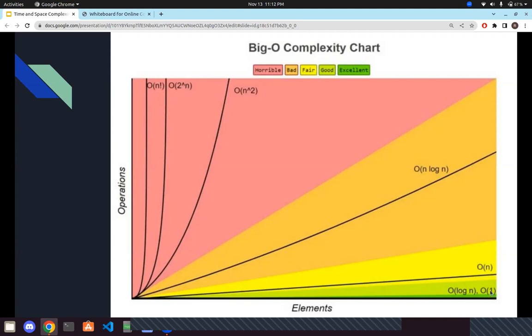So you can see the O of 1 or constant time and logarithmic time are the best, followed by O of n, and then O of n log n and O of n squared.